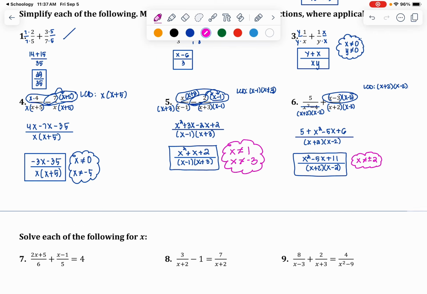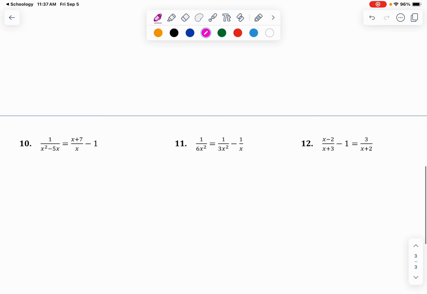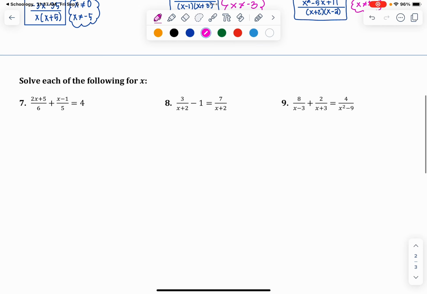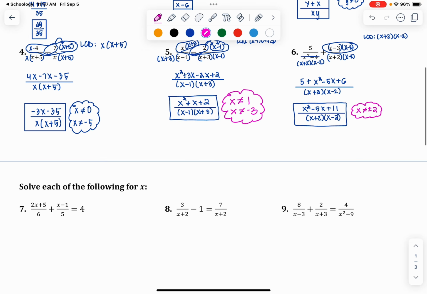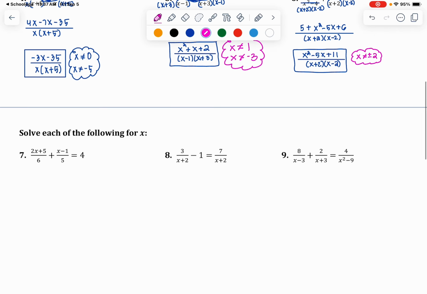All right, this next section, there are 6 problems here. Look at the difference between the two. The first half was adding and subtracting fractions. This is solving, and it has fractions in it. I could teach it to you the exact same way as what we just did, but I'm going to teach it to you the way that I prefer because I think it's better.